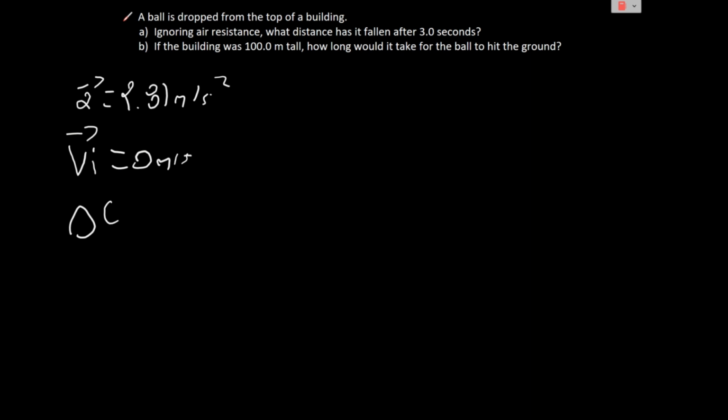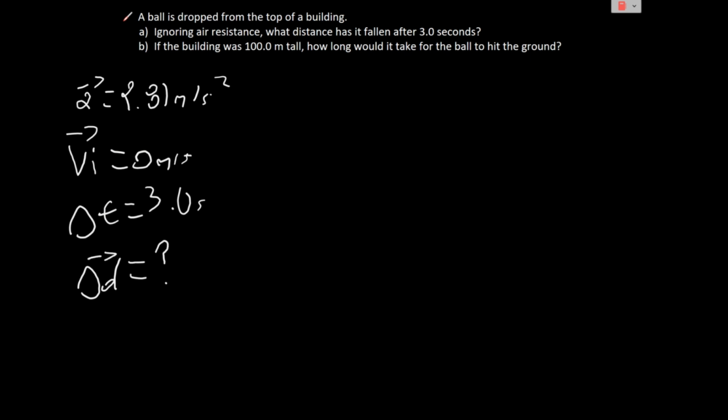For example, the acceleration due to gravity is always going to be 9.81 meters per second squared. We also know that the ball initially has to start off with no velocity, so our initial velocity is going to be 0 meters per second. Now we know that the time is 3 seconds, because that's how long it took for the ball to drop. And finally, we are solving for the displacement, or how far it fell down.